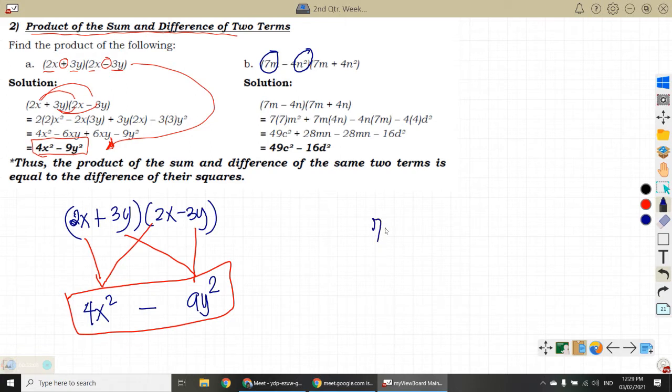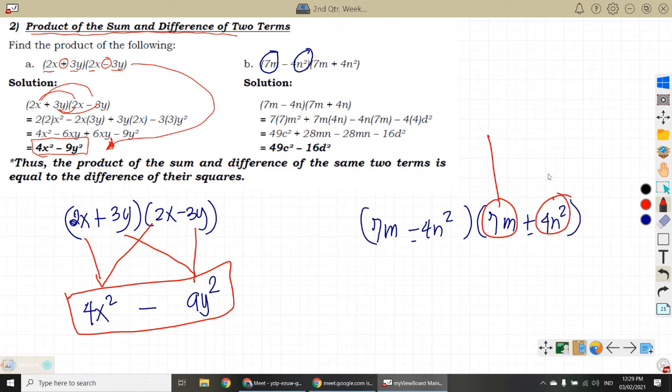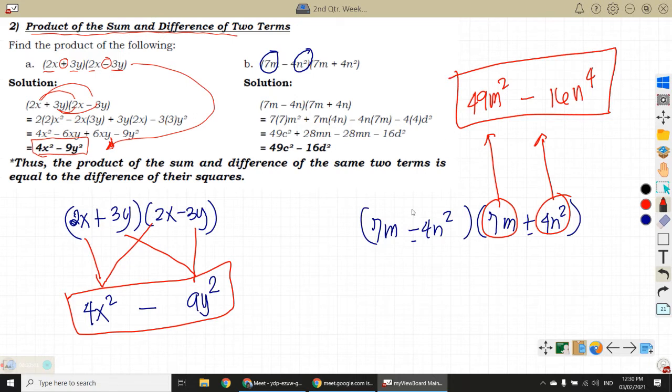Pag na-inspect nyo, no? So, ipakita ko. 7m minus 4n squared times, ulitin mo lang, 7m plus naman siya 4n squared. Halos parehas, dito lang nagkaiba. By inspection, makikita mo na. So, ito, kunin nyo lang ang square niyan. Kunin nyo lang din ang square niyan. Okay? So, getting the square, this becomes 49m squared. This becomes 16n to the fourth. Okay? And then, maglagay ka lang ng minus. This is already the final answer.